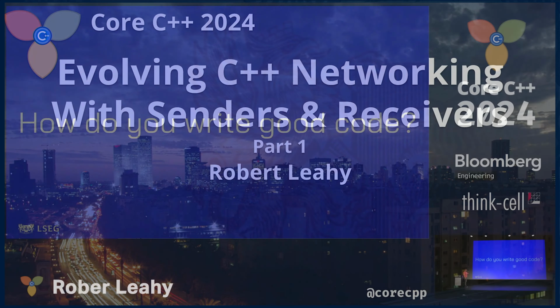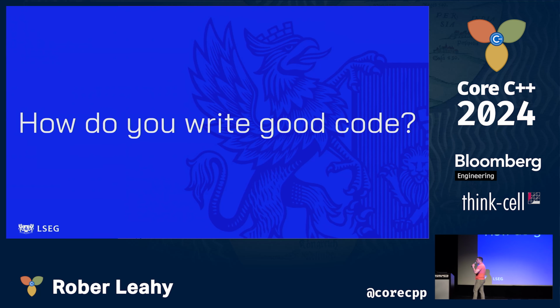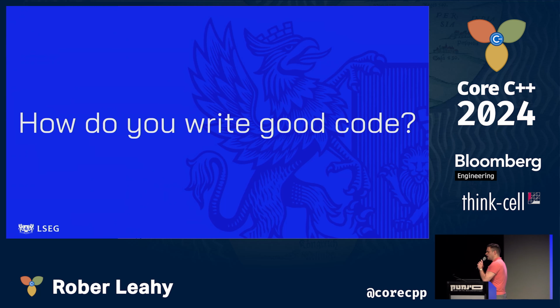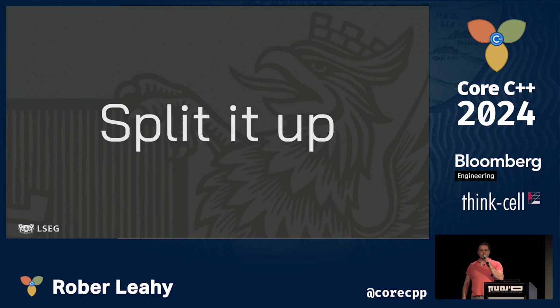How do you write good code? A question which is both stunning in its simplicity and breathtaking in its reach. In some sense, it is this question that preoccupies each and every day of our professional lives. But while the particularities of how we write good code may vary between domains, there is an overarching principle which unites them. Overwhelmingly, we write good code by splitting it up.